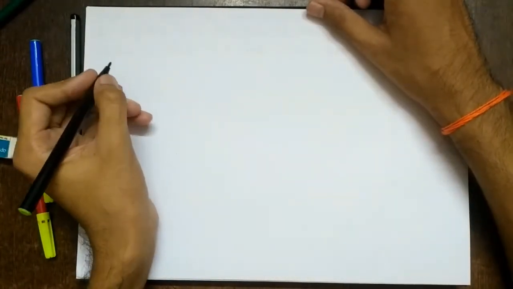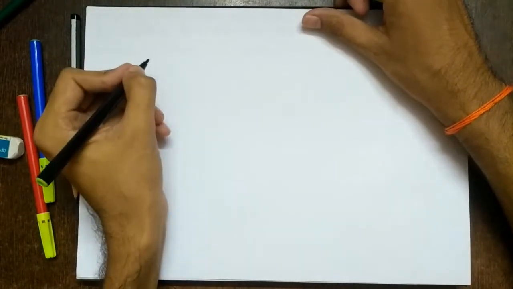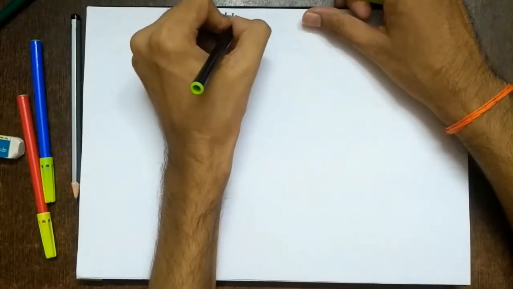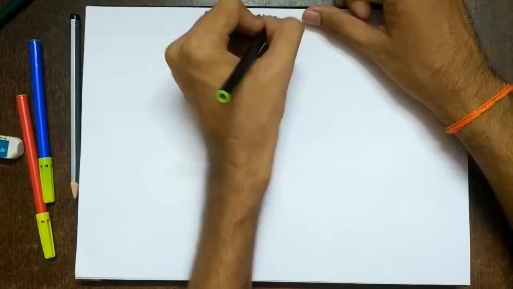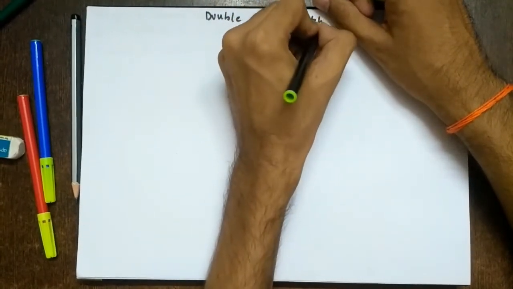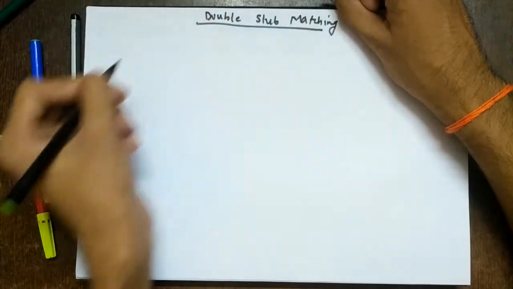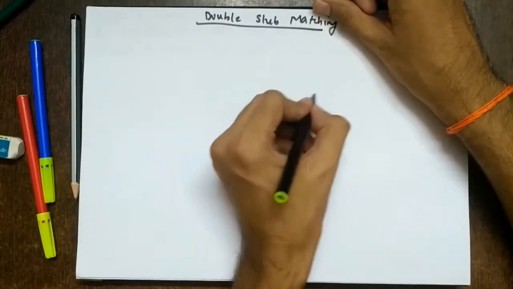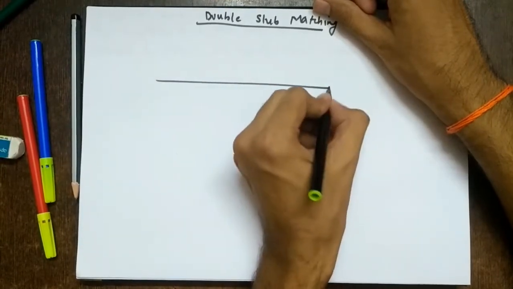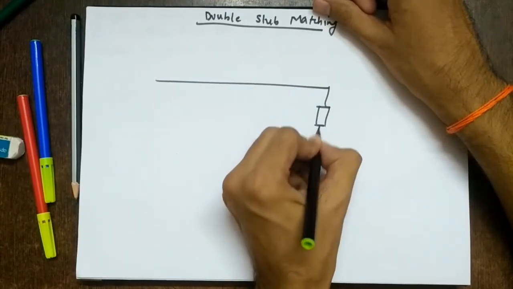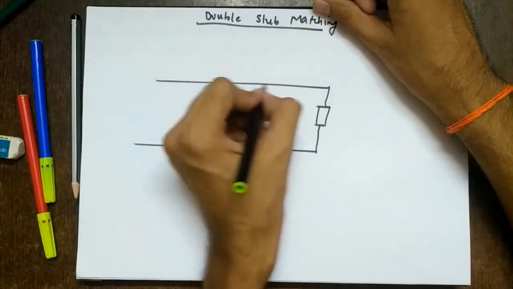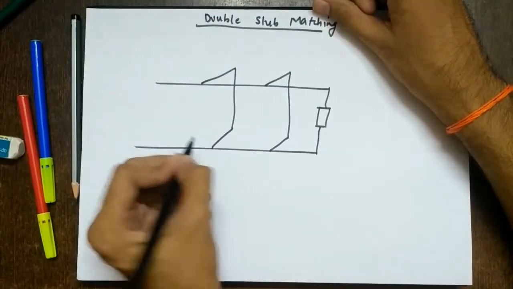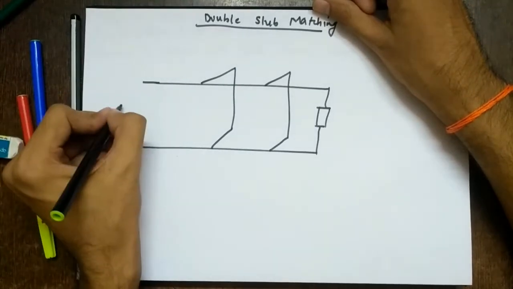Good morning, students. So the next lecture is about the topic double stub matching. We have already seen single stub matching. Instead of a single stub, we now have two stubs. That's the only difference, but the method changes drastically. We have a first stub over here and a second stub over here, and they are connected in parallel.